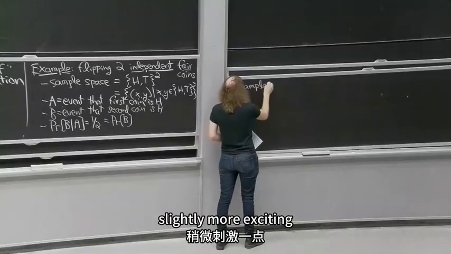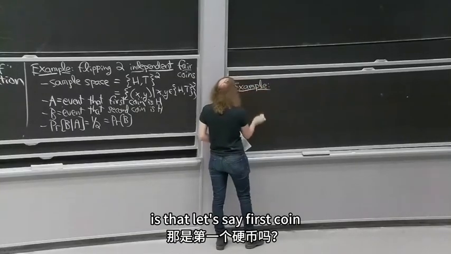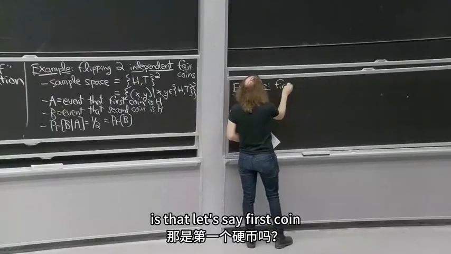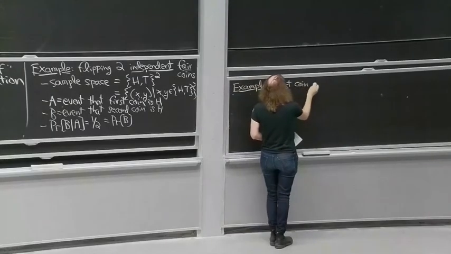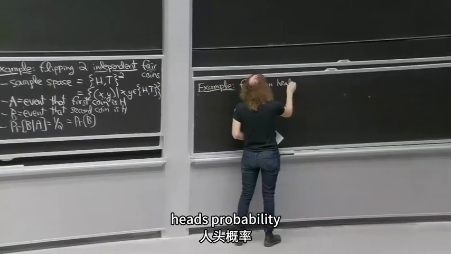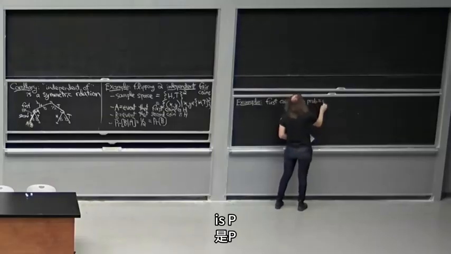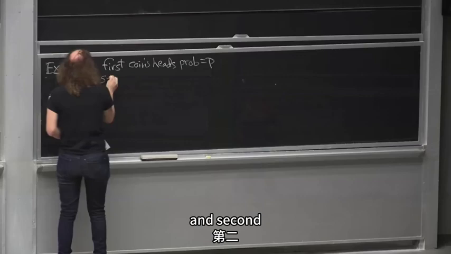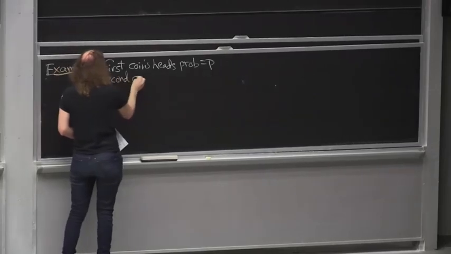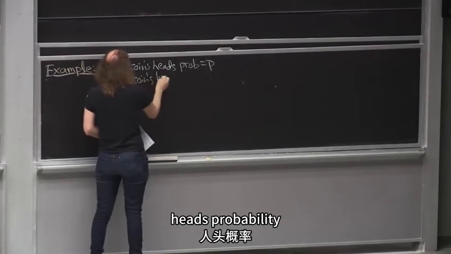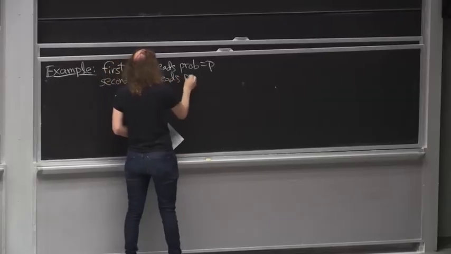slightly more exciting is that, let's say, first coin heads probability is P, and second coin heads probability is Q.